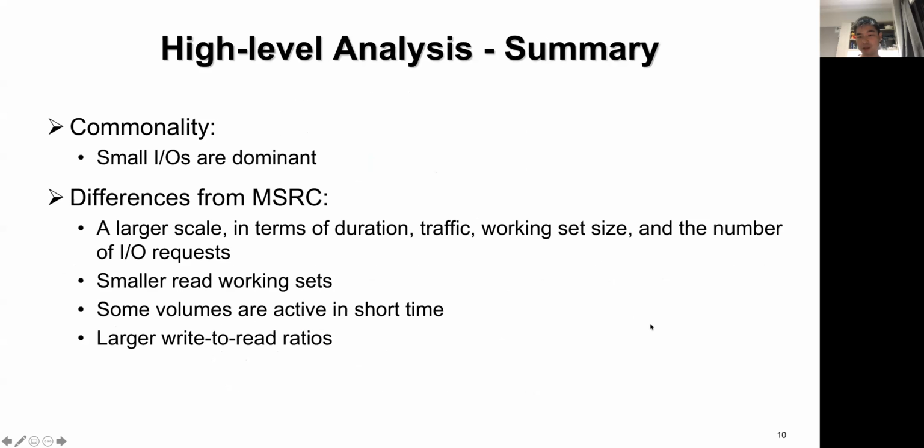For the summary, we show the commonality and differences of the two traces. In both traces, the small IOs are dominant. For the differences, Ali Cloud has a larger scale in terms of the duration, traffic, the working set size, and the number of IO requests. Ali Cloud has smaller read working sets, which means that only a small proportion of the unique blocks are read, and most of the blocks are only written rather than read. Ali Cloud has some volumes which are active in very short time. Ali Cloud has larger write-to-read ratios compared to MSRC, and most of the volumes are write dominant.